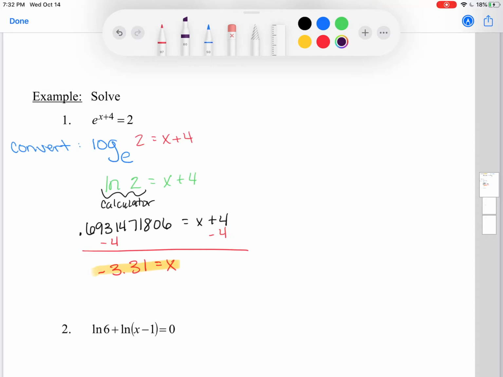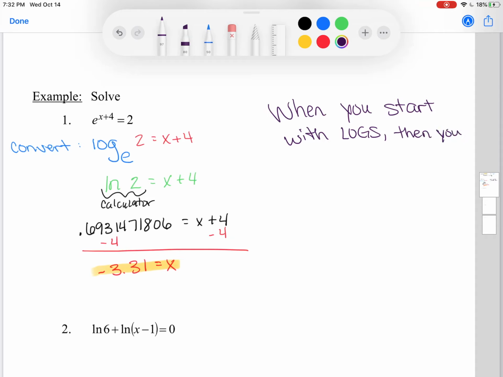Now, if you remember from last class, we wanted to take this answer and we wanted to check it, okay? And the only reason we did that is because we had everything last class in terms of log. More importantly, when you start with logs, so if your original function has logs in it, then you need to check. And we'll see this more as we go through these problems.